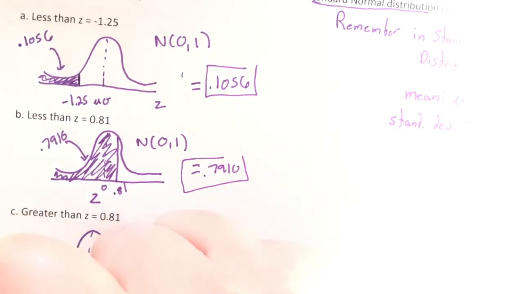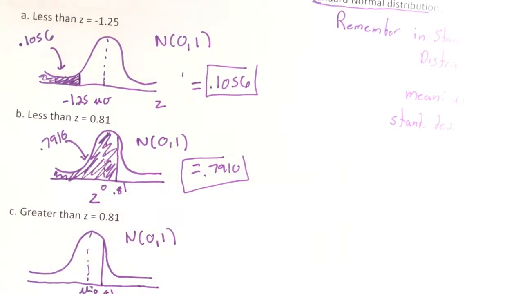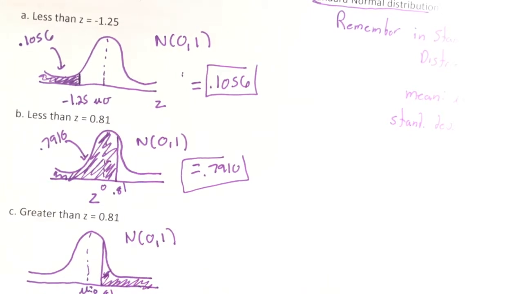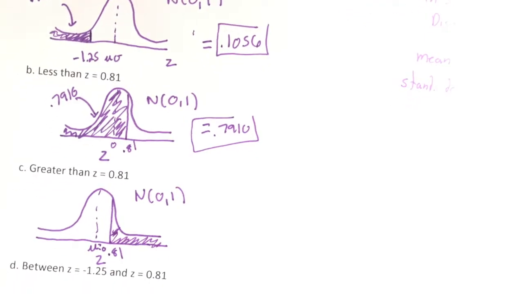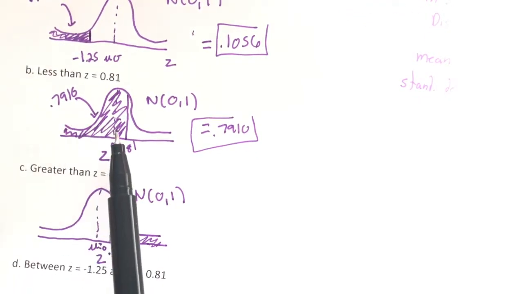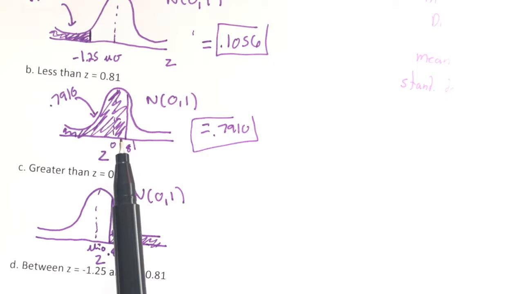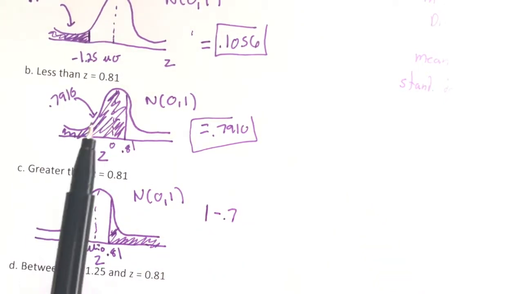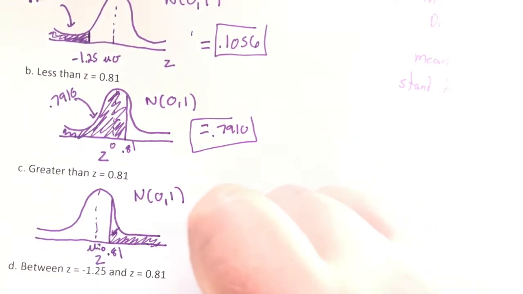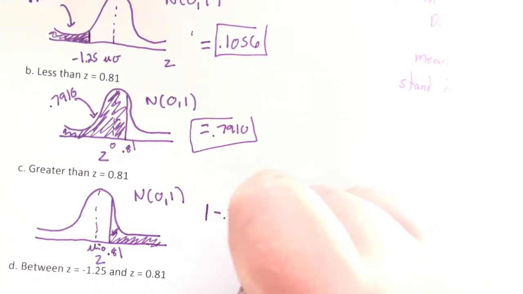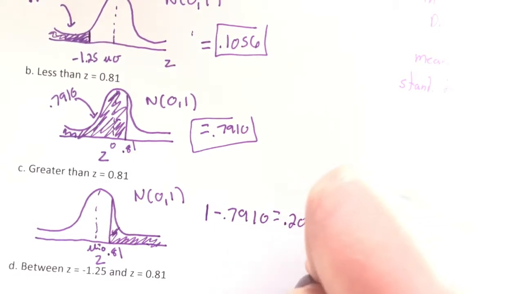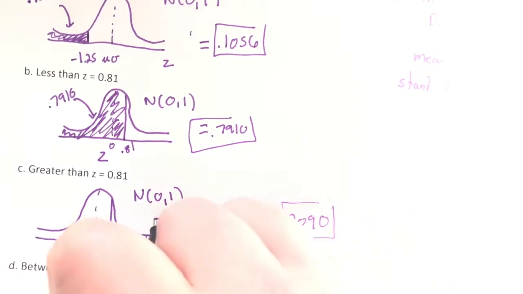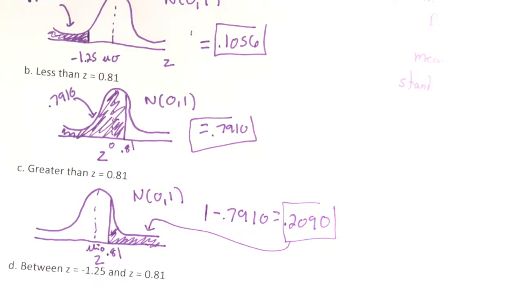0.81, we know from the previous problem, somewhere right around here. But now, we want to find everything to the right of it. Well, our table only gives us everything to the left of it. And when we did the last problem, we saw that 0.7910 was to the left of it. So what we're going to do then is subtract that area from 1. If we know 0.7910 is over here to the left, to get to the right, 1 minus 0.7910 is equal to 0.2090. So that's what the answer is going to be, and that is what would be represented right here.